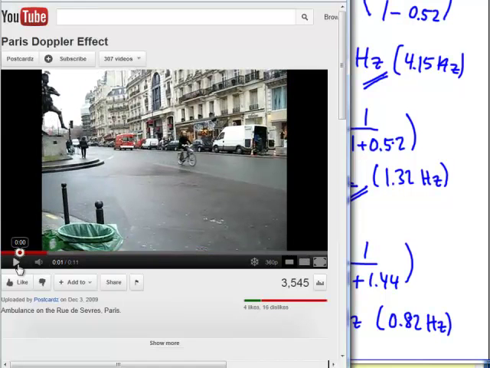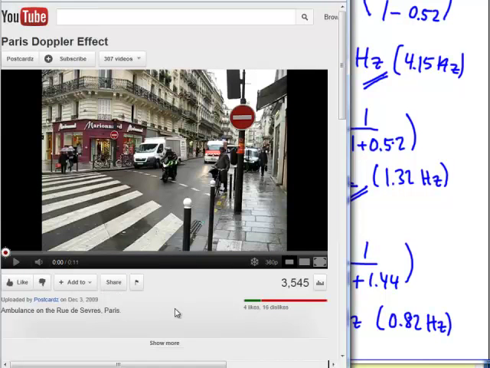And of course, the loudness is going down as it recedes, but try to listen to the pitch. The frequency, the pitch is higher as the ambulance approaches, and it's lower as it recedes.